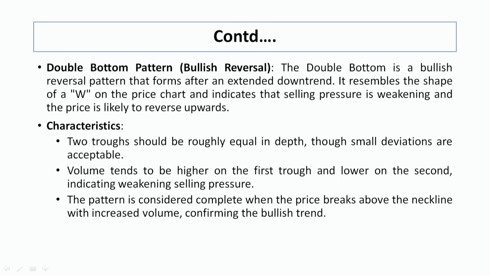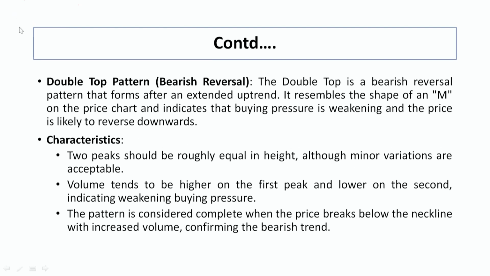Volume tends to be higher on the first trough and lower on the second, indicating weakening selling pressure, and the pattern is considered complete when the price breaks above the neckline, with increased volume confirming that there is a bullish trend in the market. So, now let us talk about the double top pattern.